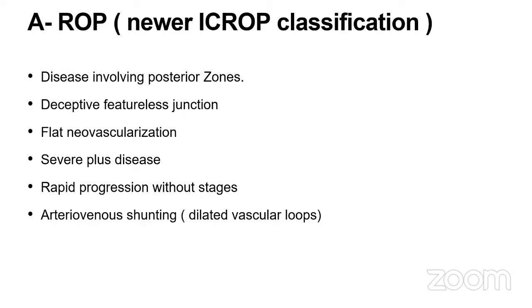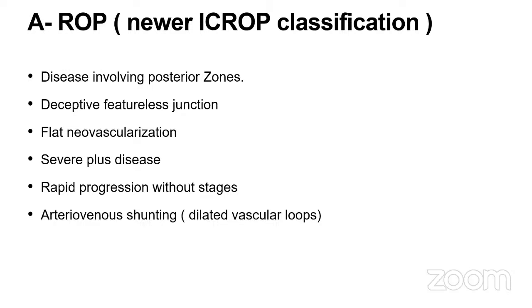Why? As I have told, not only the posterior zone will lead to aggressive disease. Sometimes the zone a little bit anterior to zone 1 can also lead to severity similar to APROP. That's why they just removed the term posterior and called it aggressive ROP. So it is involving the posterior zone.